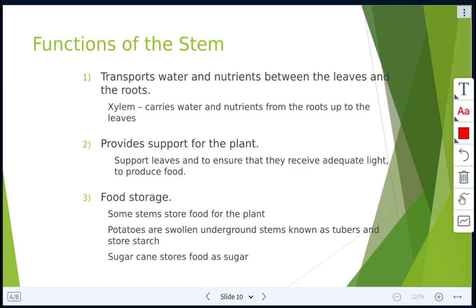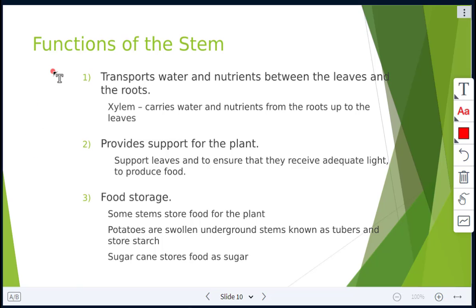Okay, so for today's class, we are finishing up with the plant adaptations. We finished looking at roots, osmosis, and diffusion last class. So today we're going to look at the stem and the leaves. So let's start by looking at the functions of the stem.